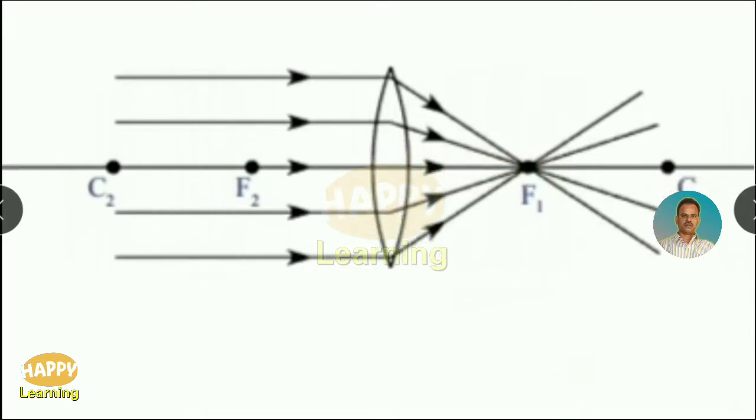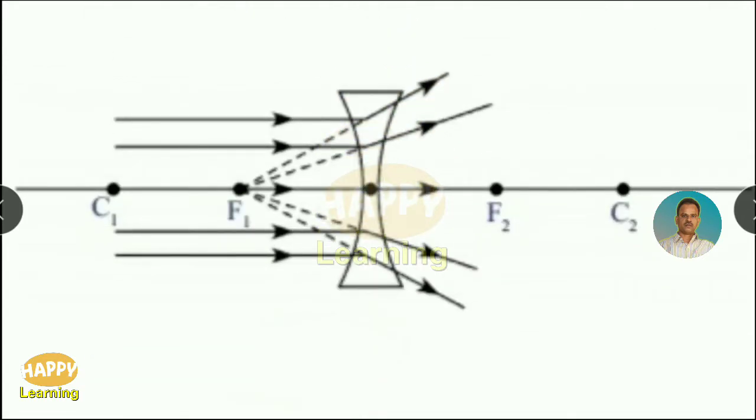Next. For this biconcave lens, this side is concave, and this side is concave, so this is a biconcave lens. These are the parallel rays. After passing through the lens, they appear to be originating from a point on the principal axis. They appear to be starting from this point on the principal axis, and this point is called focus. Distance from focus to lens is called focal length.